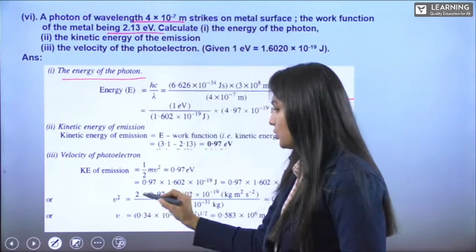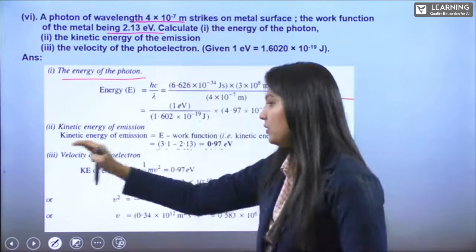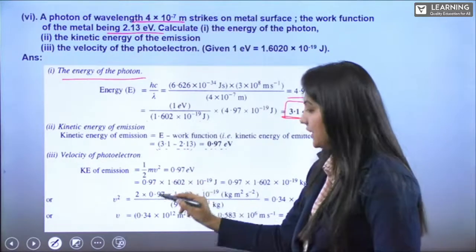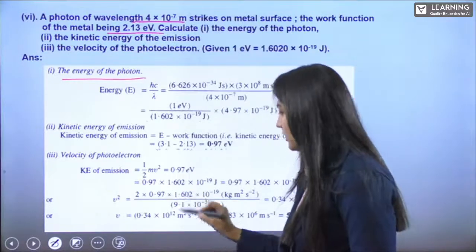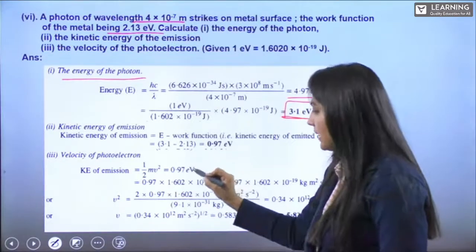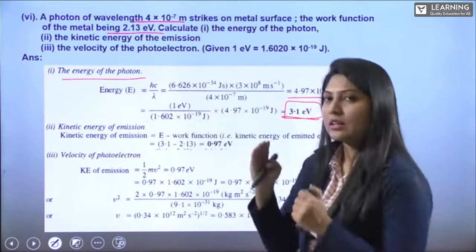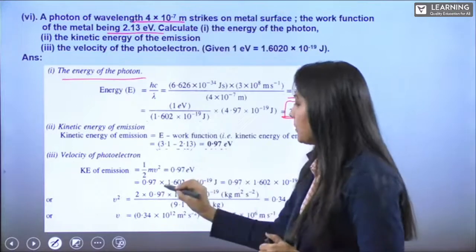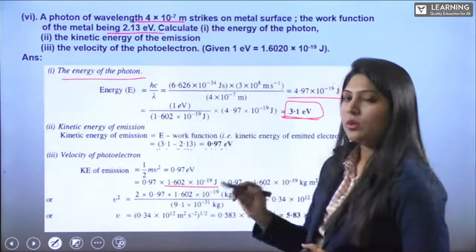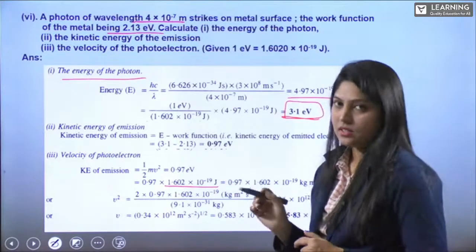v is equal to the square root of 2 into the kinetic energy of the electron, because this 2 goes from the denominator to the numerator. They have converted from eV to joules, that you have to remember. So either you are converting from joules to eV or eV to joules, this number is very much important: 1.602 into 10 raised to minus 19 joules.